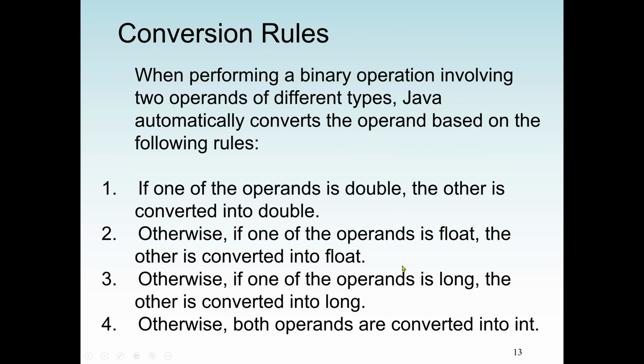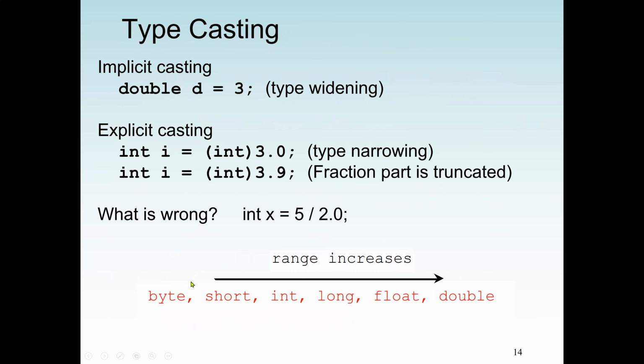Otherwise, if one of the operands is float, the other is converted to float also. Otherwise, if one of the operands is long, then the same thing, the other is converted into long. Otherwise, if both operands are int, then the same thing also applies. This will happen implicitly. So type casting. Here we have double D equal to 3, which is type widening.